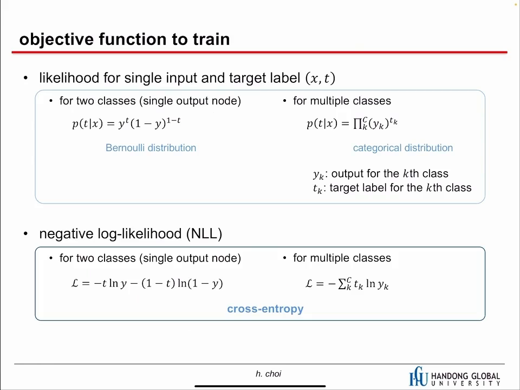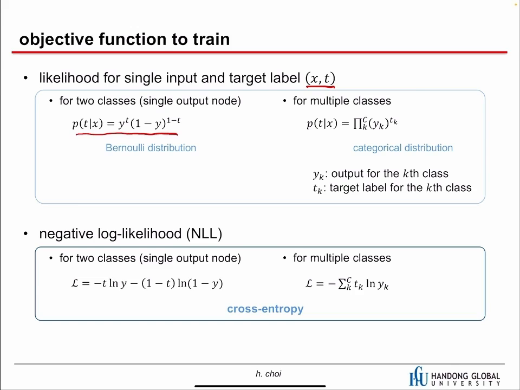Okay, so now in the previous slide, for the propagation, we had output as a probability based on the sigmoid or softmax. So now let's assume that we have probability. Then let's think of likelihood for a single input and target label. So we have only one sample, input and the label. And if it is a two-class problem, then this is likelihood.